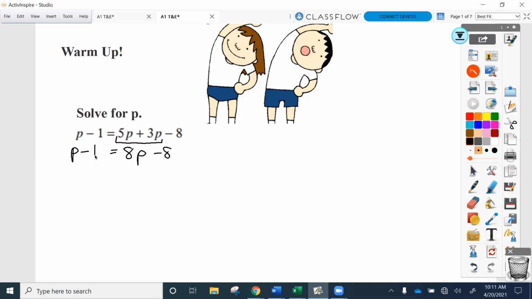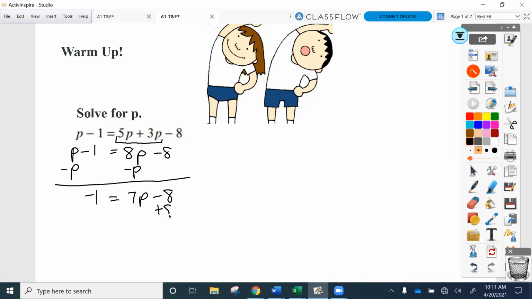So what I'm going to do is subtract 1P from both sides of the equation. And I'm doing that just to avoid negative numbers. So I'm just going to bring down the negative 1. 8P minus 1P is 7P. Bring down the negative 8.